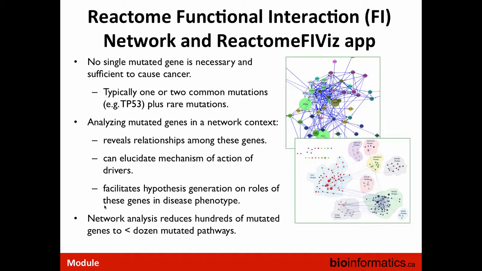And the question really is, what is the role of these genes in this disease, in this phenotype? By analyzing these mutated genes in a network context, it reveals the relationship between these genes. You potentially elucidate the mechanism of action of the drivers and possibly the passenger mutations. It very much facilitates hypothesis generation of the roles of these genes in a particular phenotype. And as I said at the start, it dramatically reduces that gene list from hundreds or thousands of genes down to a handful of mutated pathways, essentially a dozen or so pathways.